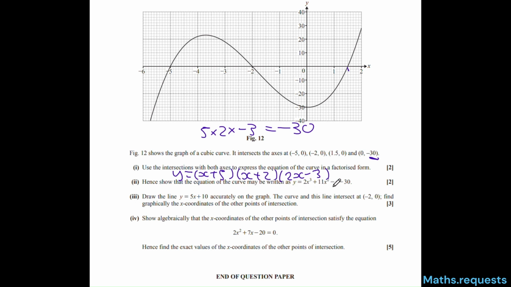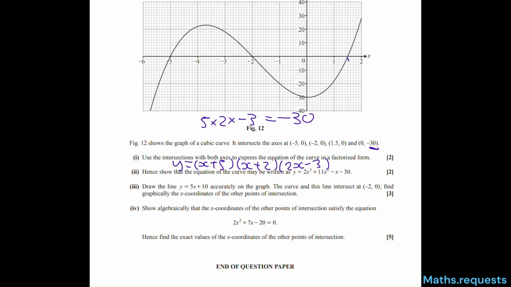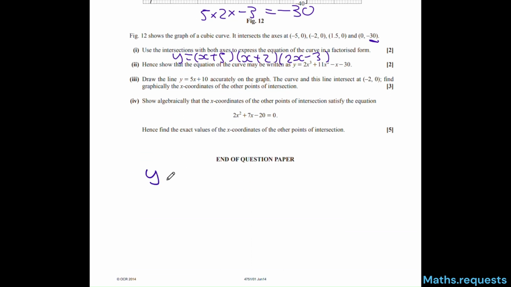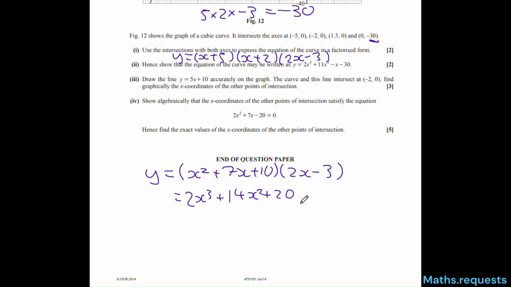Hence, the equation of the curve may be written as y equals 2x cubed plus 11x squared minus x minus 30. Okay, well this is just expanding. So first we can expand the x plus 5 and the x plus 2. So we get (x squared plus 7x plus 10)(2x minus 3). And then when we expand this, we get 2x cubed plus 14x squared plus 20x minus 3x squared minus 21x minus 30, and that gets us 2x cubed plus 11x squared minus x minus 30.